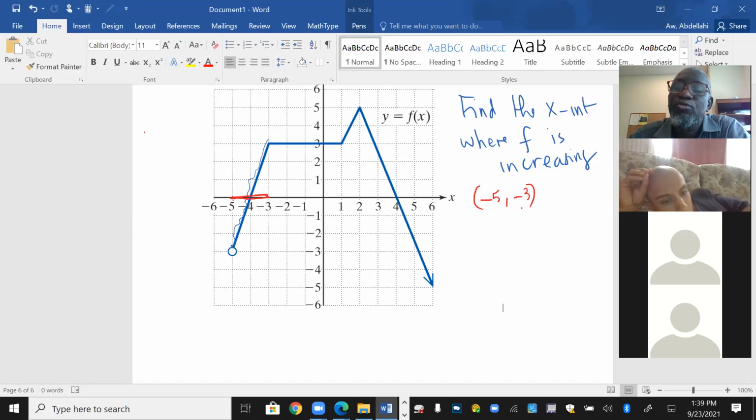From what x to what x? 1 to 2. Thank you very much. Everybody see that? From 1 to 2. You see, because it is increasing here, but like I said, I follow the axis, 1 to 2. So union 1, 2.